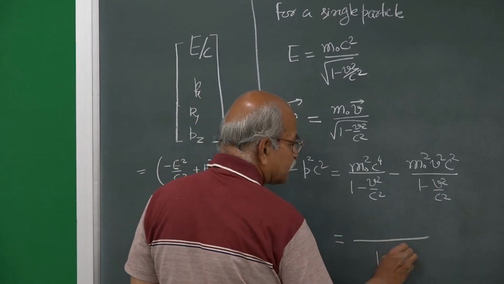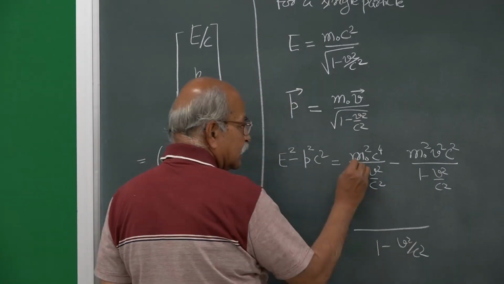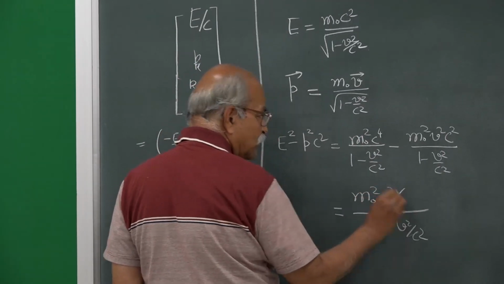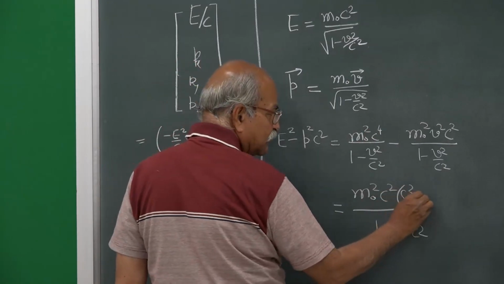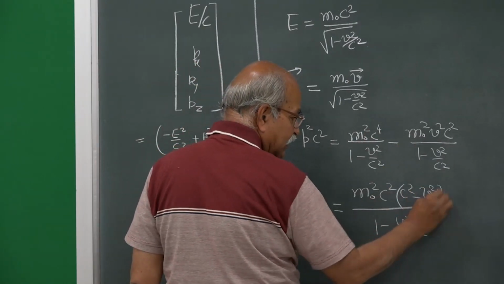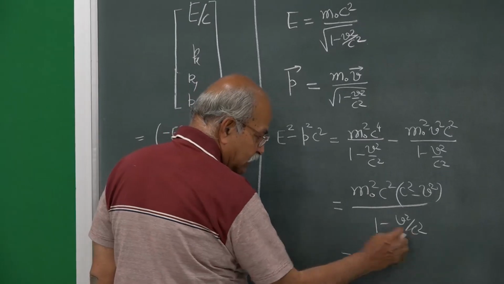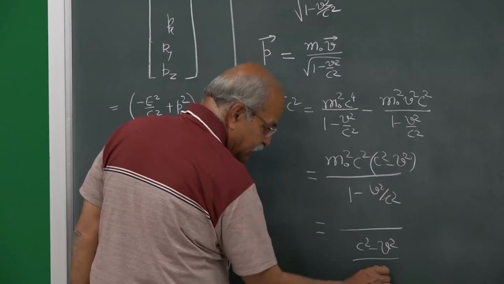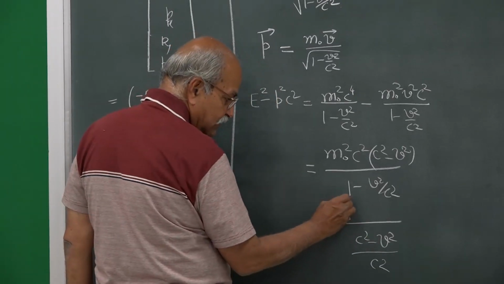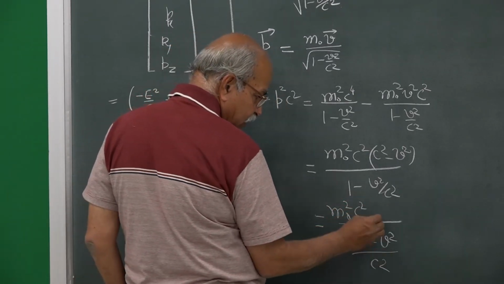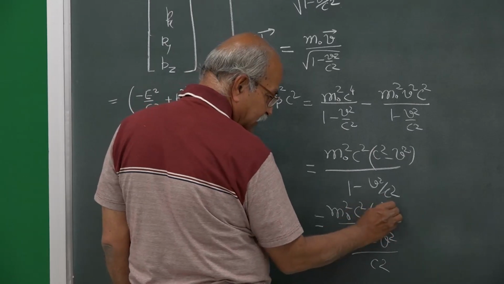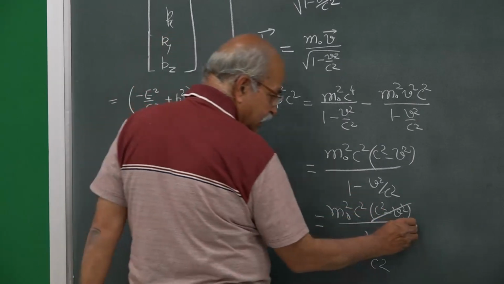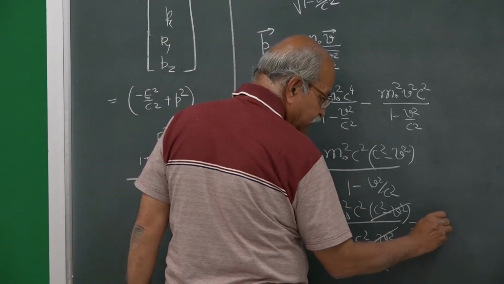So you have 1 minus V square by c square here, and then m naught square c square you can take common, so you will get c square from here and minus V square from here, and this you can write as c square minus V square by c square, and this is m naught square c square. Then you have c square minus V square, cancel this, bring it up, and this is m naught square c to the power 4.